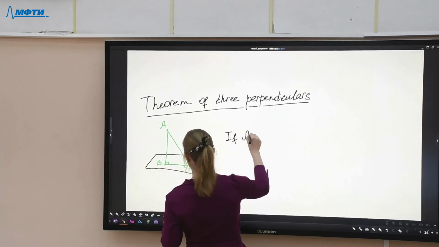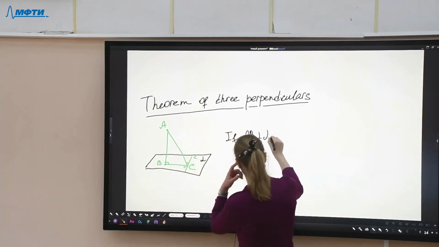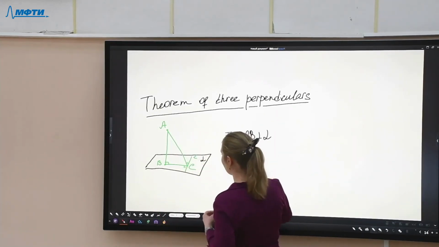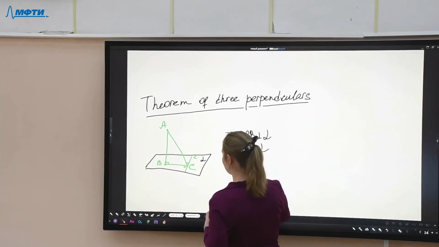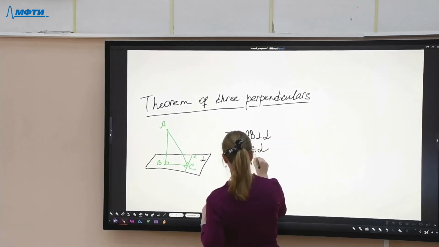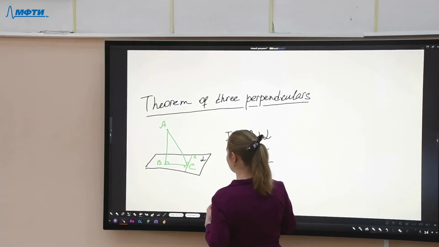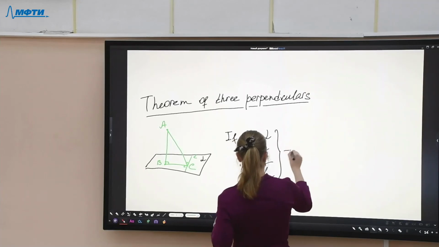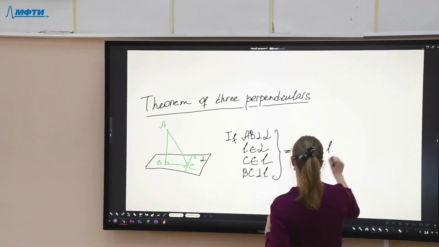So we have three perpendiculars. If AB is perpendicular to our plane alpha, and L lies in this plane alpha, and C lies on this line L, and BC is perpendicular to L, we can make a conclusion that AC is also perpendicular to L.